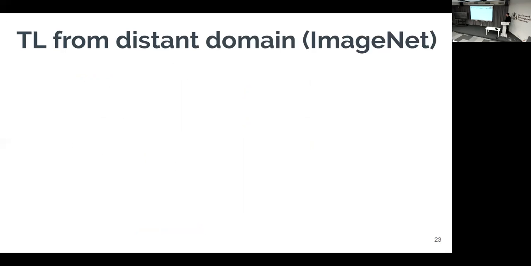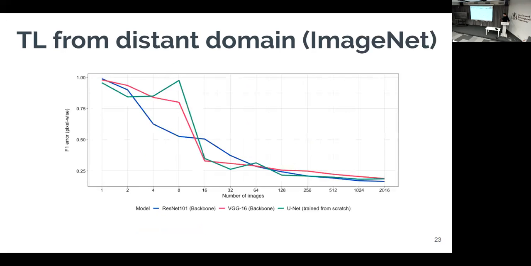And transfer learning from a distant domain, ImageNet. So we used 2 UNet-like architectures with different backbones. We used ResNet 101, which is a really big network, and VGG16, which is a little bit smaller, and compared them. So we used pre-trained ResNet 101 and VGG16 as backbones in UNet, fine-tuned them with different numbers of images, which is shown here. This is the whole training dataset, and compared with UNet used in previous experiments, trained from scratch on the same number of images.